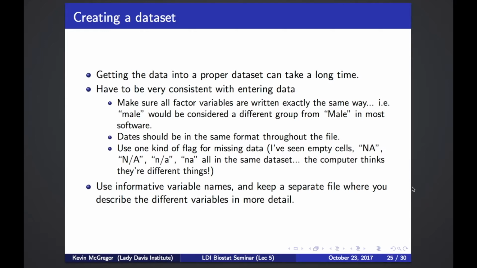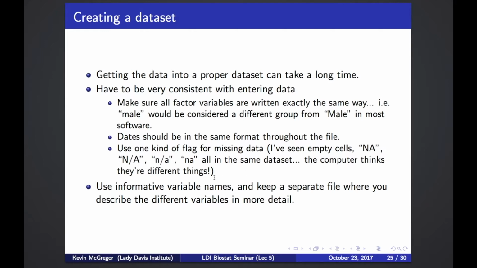Another thing is sometimes you see flags for missing data. If an individual has a missing observation, I've seen in the same file an empty cell to represent a missing observation. I've seen NA in capitals, NA with a slash, little na with a slash, little na with no slash. And so this is exactly the same problem as with the factor variable labels, so that when you read these into your statistical software, it's going to think that these are all different things. So you just want to make sure you're very, very consistent with everything as you're entering the data.